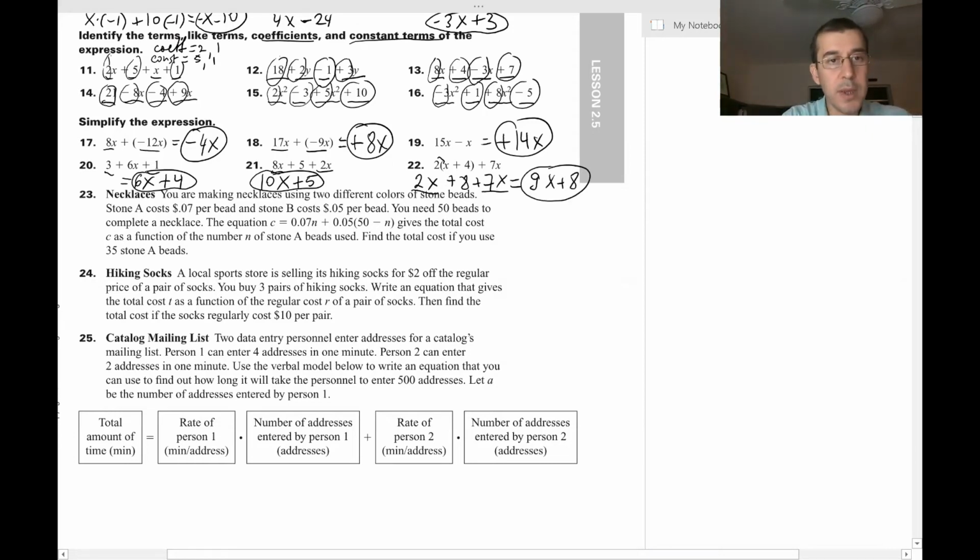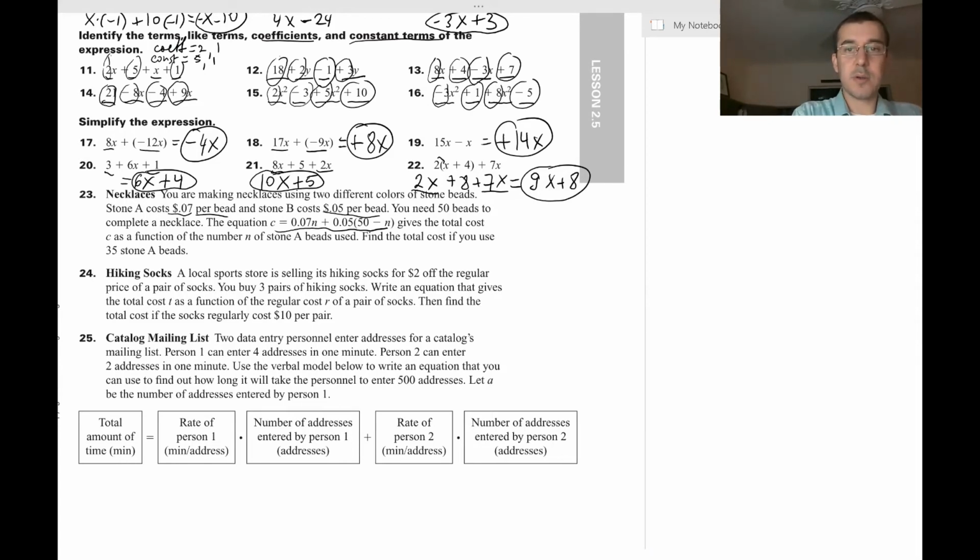23, necklaces. You are making necklaces using two different colors of stone beads. Stone A costs 0.07, that's 7 cents per bead, and stone B costs 5 cents per bead. You need 50 beads to complete a necklace. The equation provided to us gives the total cost C as a function of the number n of stone A beads used. Find the total cost if you use 35 stone A beads. Okay, so n is 35. We just have to plug in 35 for n in this equation.